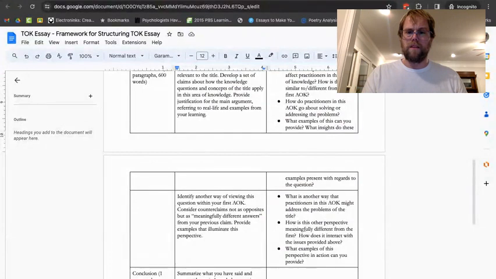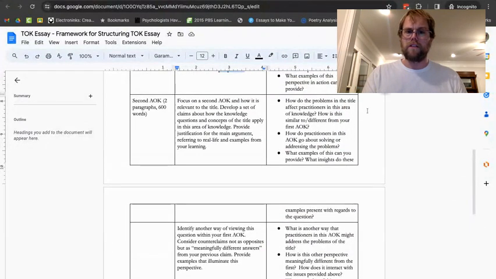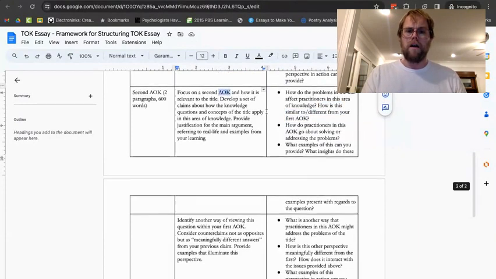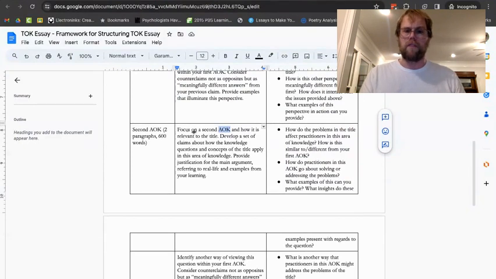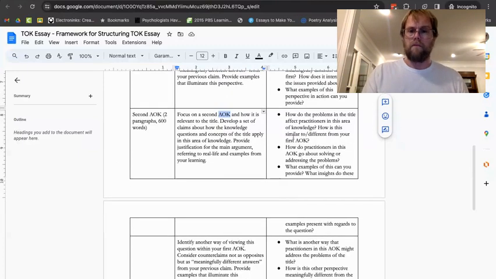Then mix and repeat for your second area of knowledge, except spend a little time thinking about how that area of knowledge is different. When you set up this next claim, maybe think about how it's similar to or different than the area of knowledge you just talked about. It would be nice if your second paragraph started with, in the arts, on the other hand, and then shift gears. But once again, think through practitioners.